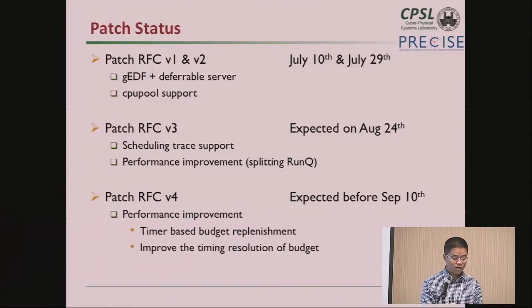It has two parts. One is that we want to use a timer to replenish a vCPU's budget, instead of checking every millisecond whether we need to replenish it. And the second thing is we want to improve the timing resolution of the budget. Right now, we burn the budget every millisecond. But if a vCPU has less than 1 millisecond of budget, we still let it run for 1 millisecond. So it may overrun by less than 1 millisecond in every period, which we think we can improve to make it more precise. But when the budget is large, this doesn't affect much.